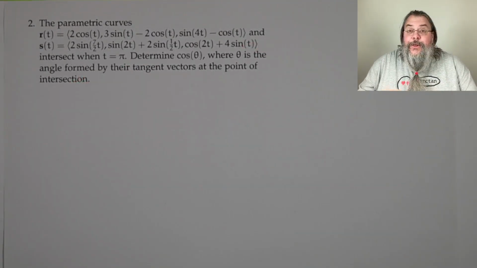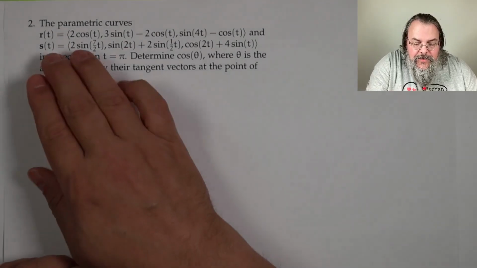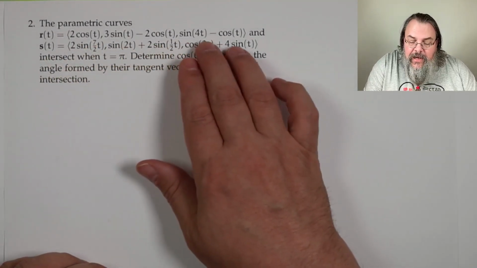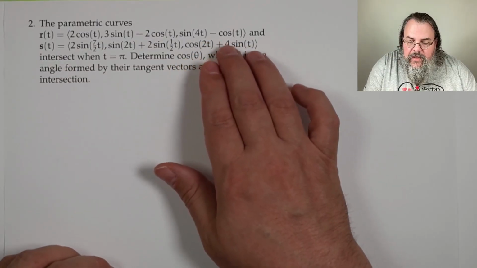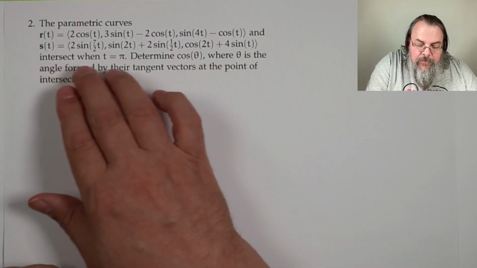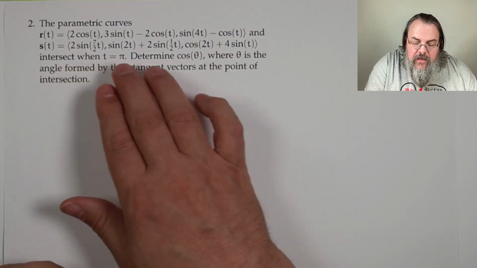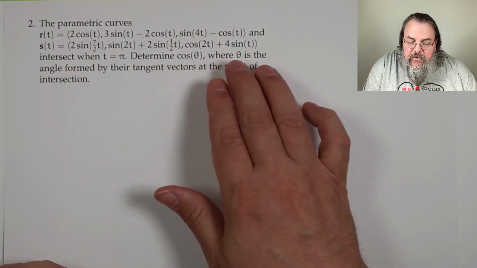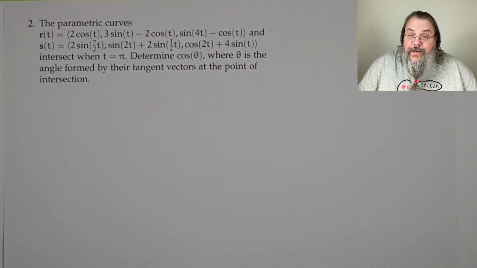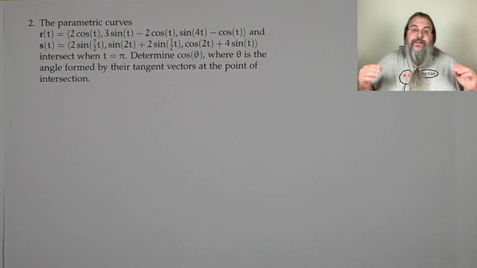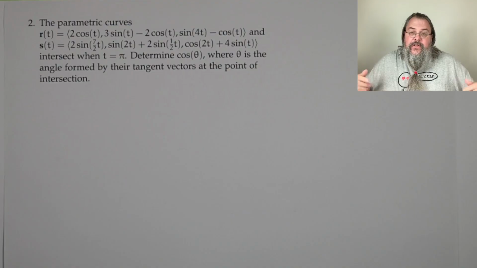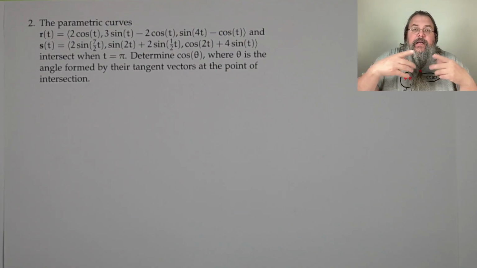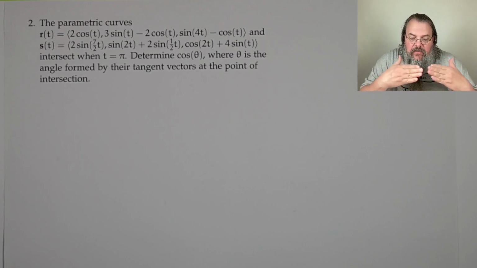The parametric curves R of t is 2 cosine t, 3 sine t minus 2 cosine t, sine 4t minus cosine t, and S of t, 2 sine 7 halves t, sine 2t plus 2 sine half t, and cosine 2t plus 4 sine t. Lots of trig going on here. Intersect when t equals pi. So you have the two curves, they're doing whatever they want, but all of a sudden at pi, they're in the same location at the same time.